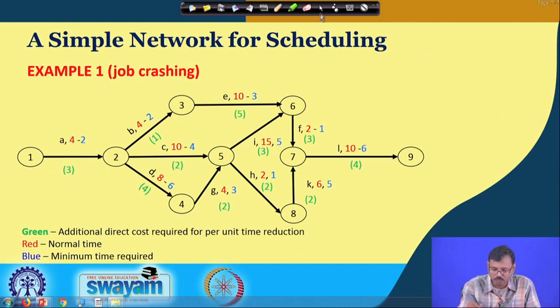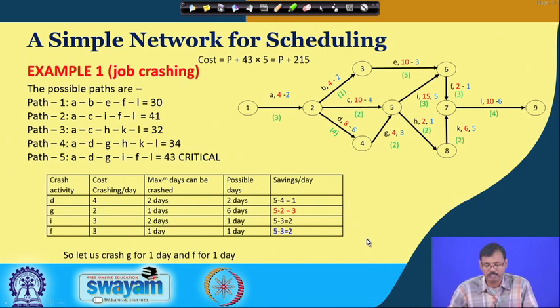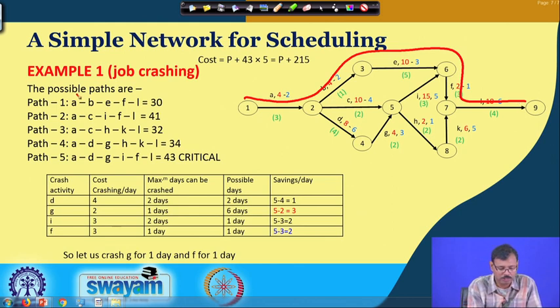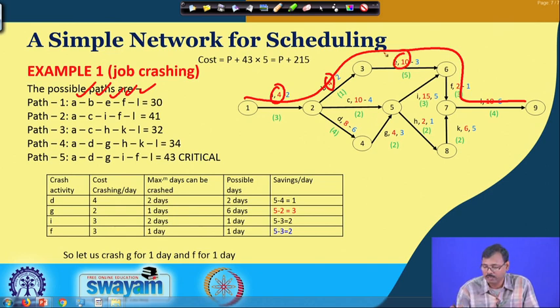So, for optimizing the cost, let us find out which one is the critical one. So, we have identified 5 paths are available. The path 1 is this one comprising jobs A, B, E, F and L. If you sum up these durations, 4 plus 4 is 8, 8 plus 10 is 18, 18 plus 2 is 20, 20 plus 10 is 30. So, the total path length is 30 days.